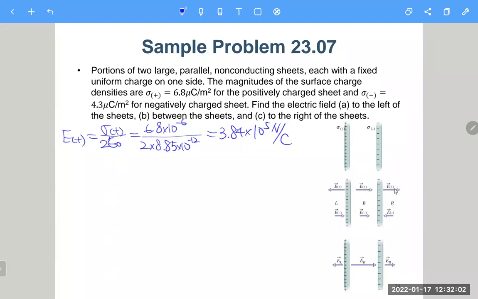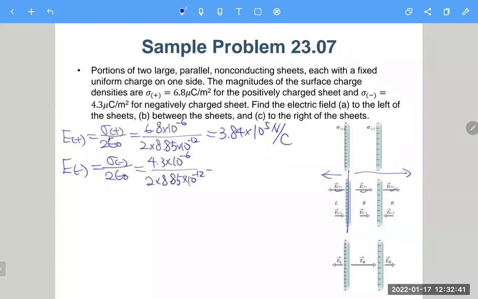And also, this one points to the right side, because when we consider E plus related to this one, it points to the left side for this part, and to the right side for these two parts. So we have an E plus pointing to the right here, E plus pointing to the right here, and E plus pointing to the left here. And for the E minus, it is sigma negative over 2 epsilon naught. So we just plug in the value, 4.3 times 10 to the negative 6 over 2 times 8.85 times 10 to the negative 12. So this is 2.43 times 10 to the 5th power Newton per Coulomb.